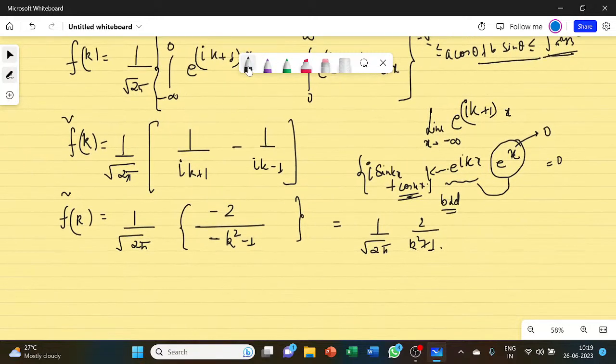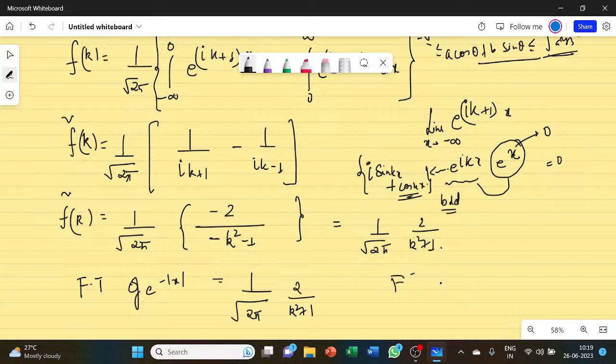So always remember that if I have to write the Fourier transform of e to the power minus modulus of x, it will be equal to 1 upon root over 2 pi times 2 upon k square plus 1. And if I want to write the inverse Fourier transform of 1 upon k square plus 1, it would be something proportional to e to the power minus mod x. I'm not saying what the constant values would be. There would be some constant values, so remember this.